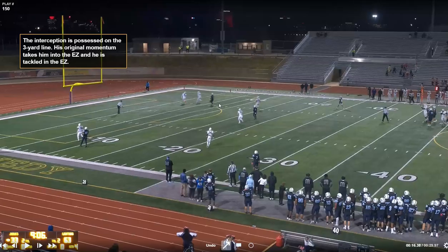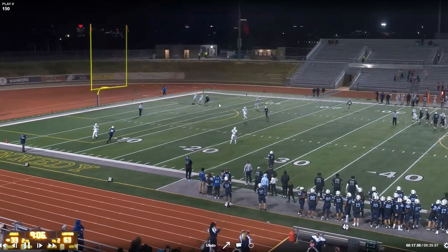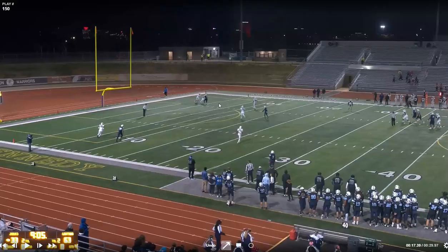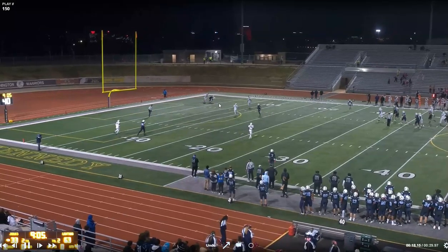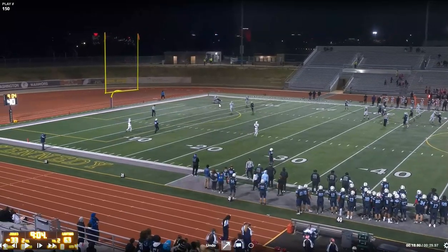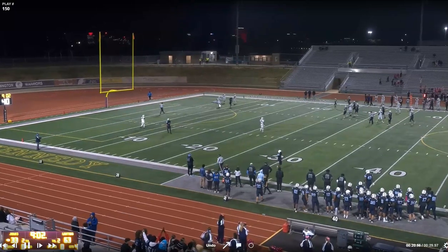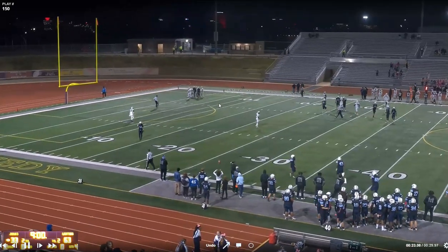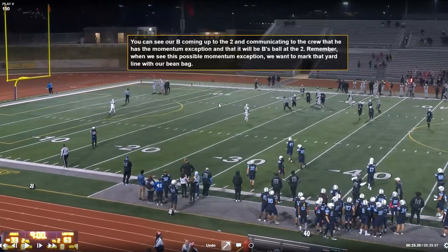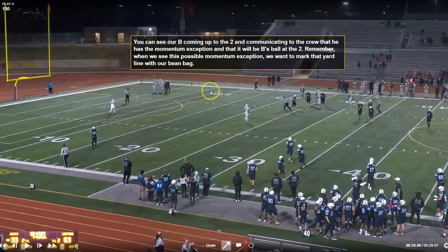His original momentum then takes him into the end zone. And let's say he downs it. Let's say, in this case, he tackles. Let's say he fumbles it, and the ball goes out the back of the end zone. It doesn't matter. In each case, he possessed the ball at the 3-yard line, and then the ball became dead in the end zone. Either he was tackled, he downed it, he fumbled the ball off the back. Wouldn't matter. We have the momentum exception. So our back judge is coming in, spot this ball at the 2. I'd like the 3 better, benefit of the doubt, put it out there a little further, but definitely a good ruling for the momentum exception.